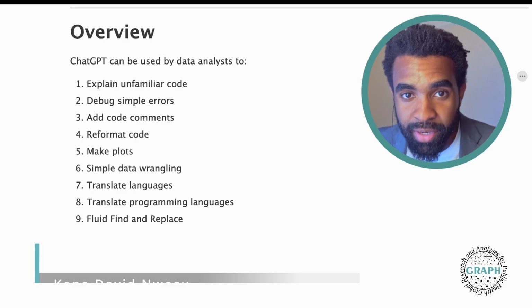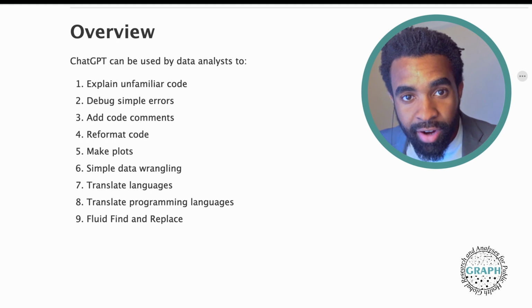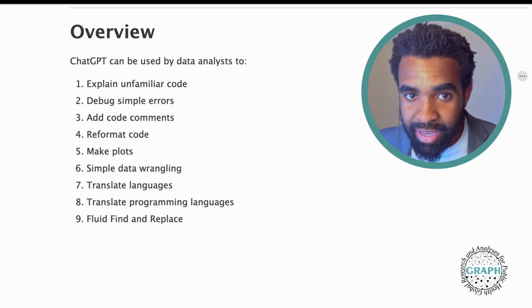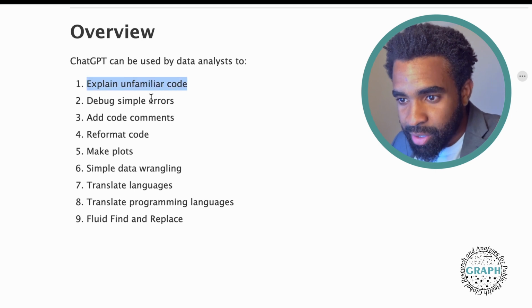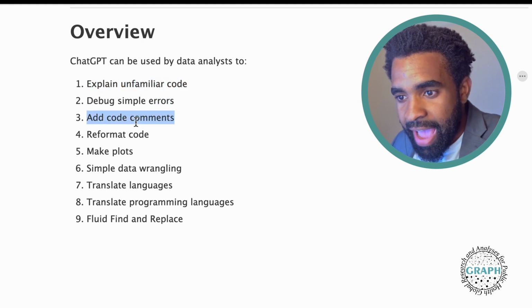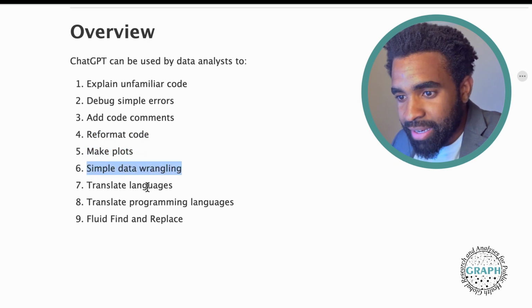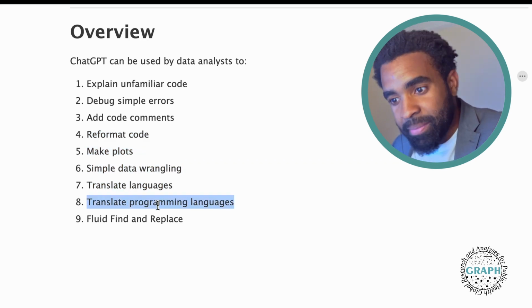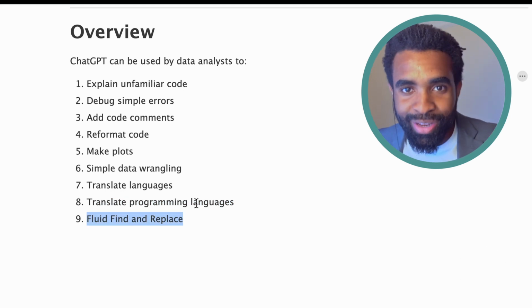Hello, in this video we're going to look at 9 ways that you can use ChatGPT as an R developer or data analyst in your day-to-day work. We're going to look at how you can use it to explain unfamiliar code, debug simple errors, add code comments, reformat code, make plots, do simple data wrangling, translate languages, translate programming languages, and as a kind of fluid find and replace. So let's go ahead and get started with that.